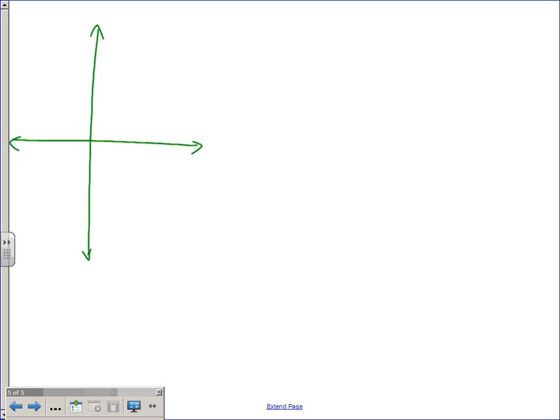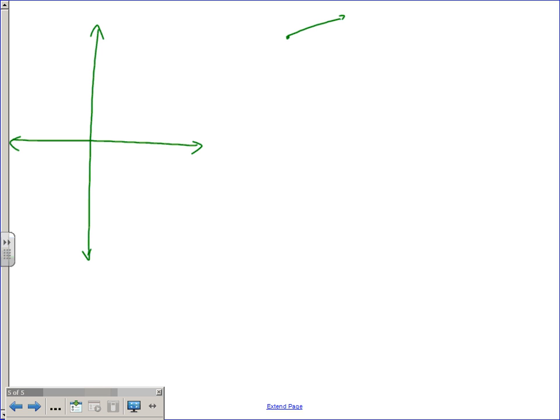Okay. Who knows what a ray is? R-A-Y. Who knows what a ray is? Well, a line, but it has what? It has an end to it. All right. A line goes on forever in either way, but a ray will have a starting point, and then will go on forever. That's the difference between a ray and a line.